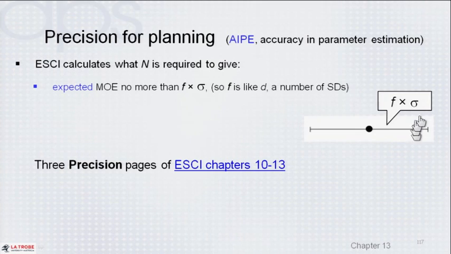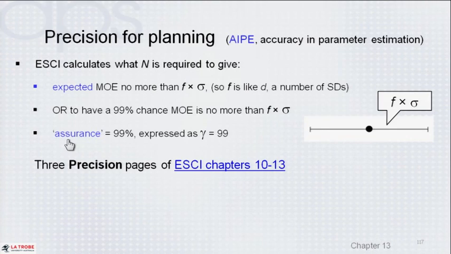So here is our confidence interval with MOE being f times sigma. The trouble there is that I've had to put in expected MOE, because we know that the length of confidence intervals bounce around because they're based on the sample standard deviation typically. And so I can't give an absolute guarantee that my MOE will be this short. All I can say is that on average, in the long run, it'll be no longer than that. Unless I look at the additional concept of assurance. I can say, well, look, I'd like to be 99% sure that my MOE will be no longer than so-and-so. And we can do that.